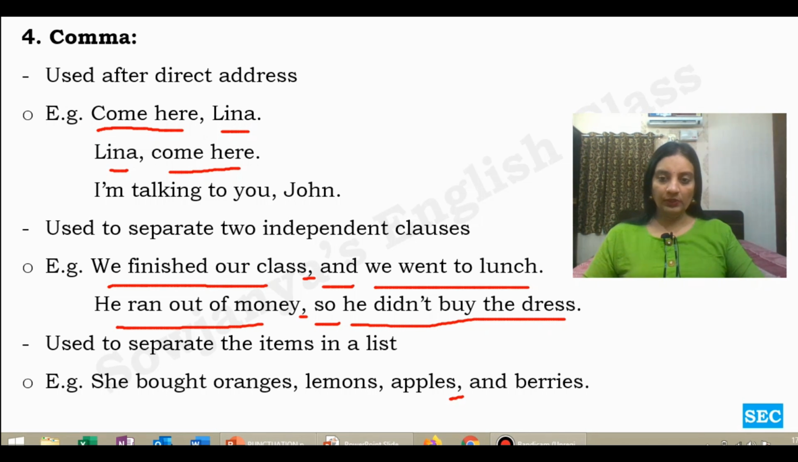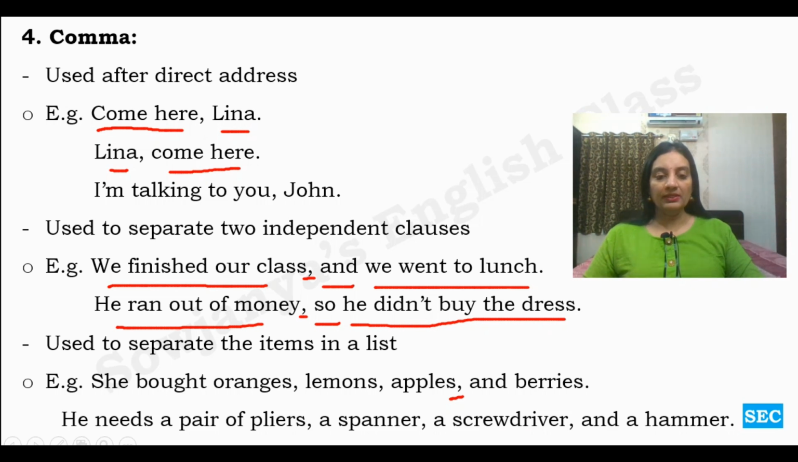If you want to use it, you can use it. If you don't want to use it, don't use it. It is just a style choice. That's it. There is no hard and fast rule regarding this comma before "and". Okay. He needs a pair of pliers, a spanner, a screwdriver, and a hammer. Okay. This comma is totally up to you. It is called an Oxford comma.